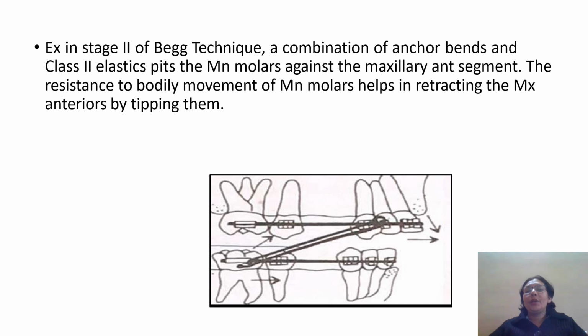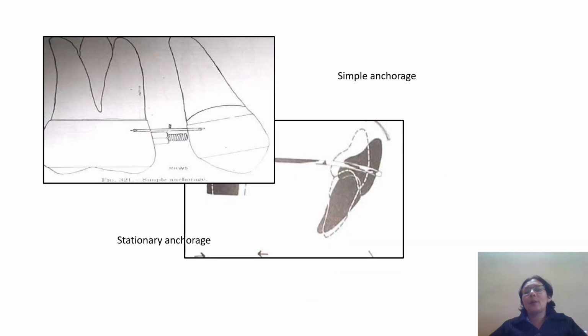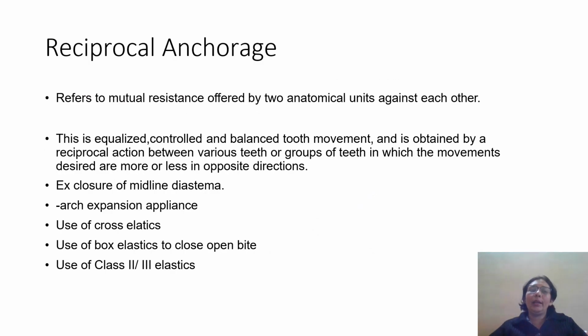In Begg's technique, a combination of anchor bend and class 2 elastic pits the mandibular molar against the maxillary anterior segment. The resistance to bodily movement of mandibular molars helps in retracting the maxillary anteriors by tipping them. Because of the anchor bend, the molar will be tipped distally, so if at all it corrects, it will upright, and then if at all it moves forward, it will move bodily because of the anchor bend being placed. Now this is a simple anchorage where a single tooth is being fitted; stationary anchorage is where we are making a loop or some sort of bend in the wire so that the tooth, if at all it moves, will move bodily.